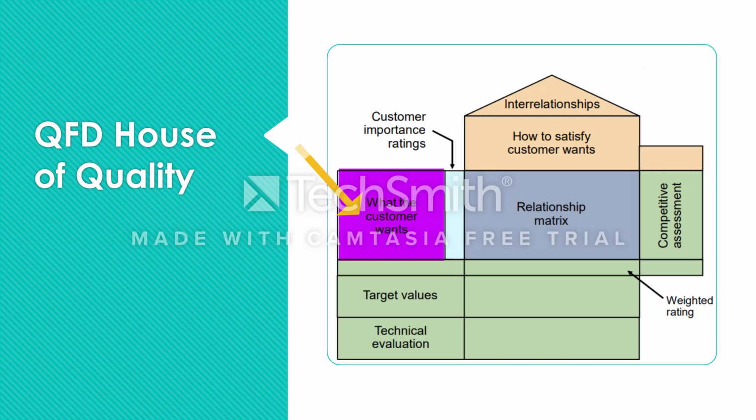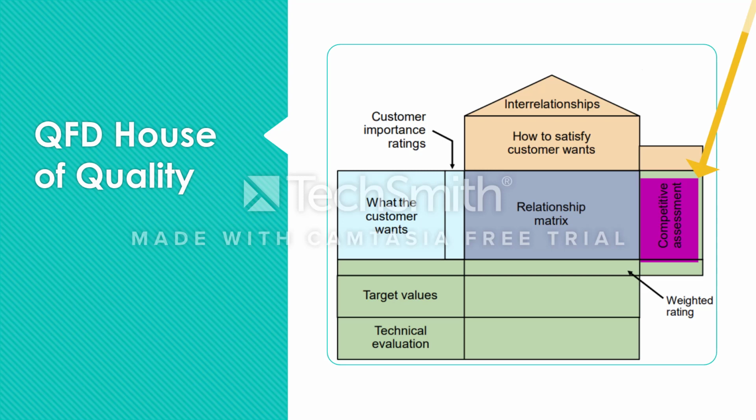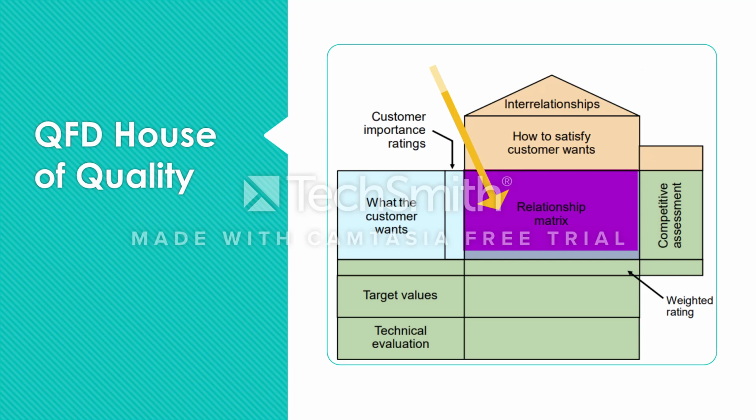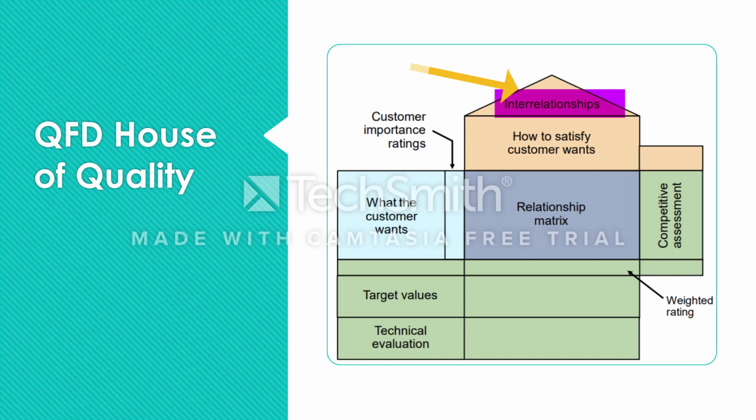This is the area where the needs of the customers are identified. It is also known as VOC, the voice of the customer. The competitive assessment is the planning matrix. How to satisfy customer wants. This is where the organization is going to translate customer wants into product and process attributes and design targets. The relationship matrix shows how well what we do meets the customer's wants. Interrelationships shows the relationship between the things we can do.